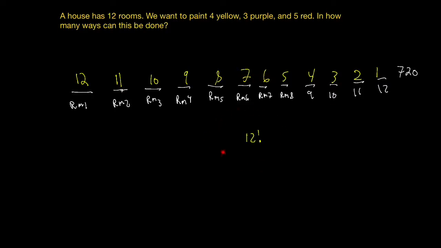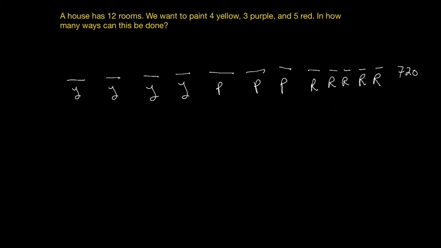Now that we have the total number of 12 factorial permutations, we want to start getting rid of all of the repetitions. Once we get rid of all the repetitions, we're going to get all of the possibilities in which this can be done. And now I want to pay special attention to the colors of the rooms. So let's zoom in on yellow, and let's say that the first 4 rooms are going to get colored in yellow. And then let's say that the next 3 rooms are going to get colored in purple, and then let's say that the last 5 rooms are going to get colored in red.